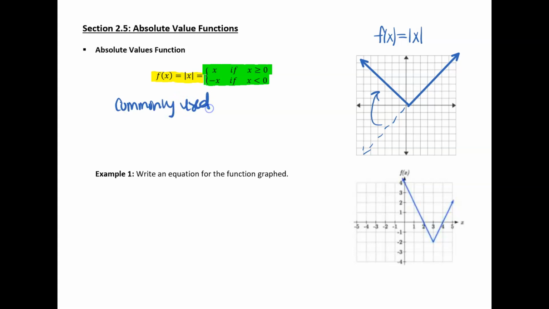Now it's also important to note that this is commonly used to find distance, because with the absolute value, this cannot be negative. And if we're talking about evaluating an absolute value function, we know that whatever's inside the absolute value bars, or the straight up and down bars, it makes it positive.